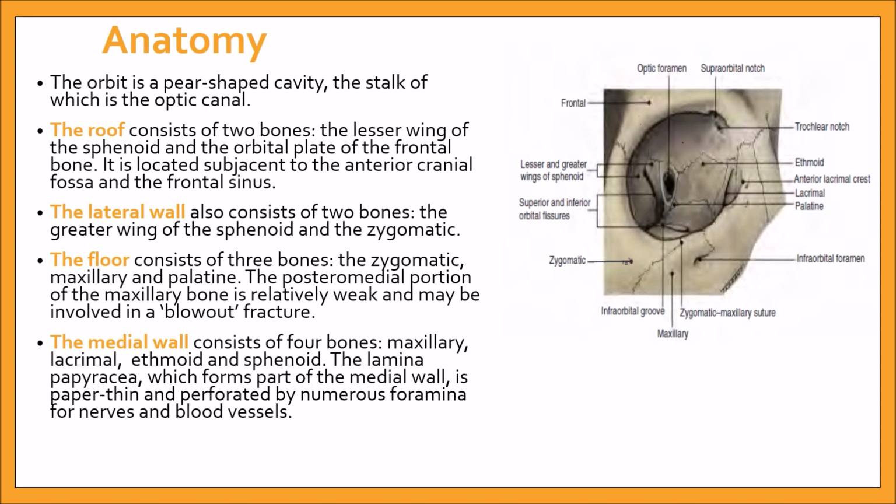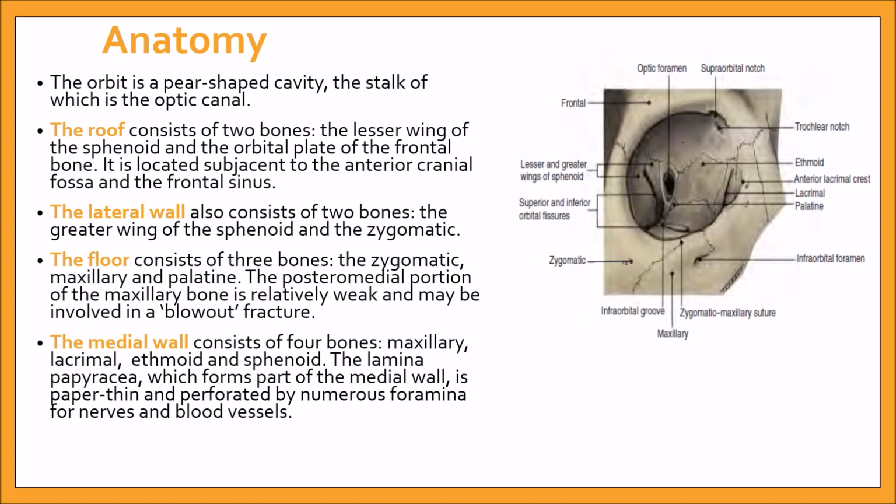The floor consists of three bones, the zygomatic, maxillary, and palatine. The posteromedial portion of the maxillary bone is relatively weak and may be involved in a blowout fracture. The orbital floor also forms the roof of the maxillary sinus, so that a maxillary carcinoma invading the orbit may displace the globe upwards. The medial wall consists of four bones: maxillary, lacrimal, ethmoid, and sphenoid.